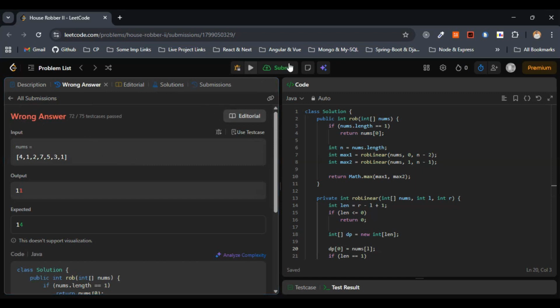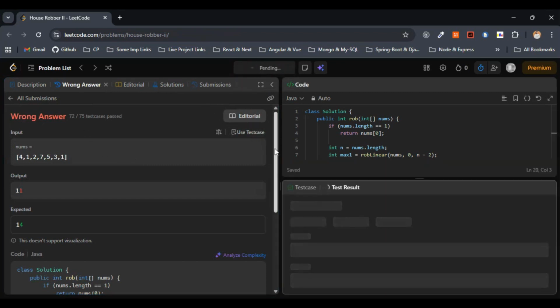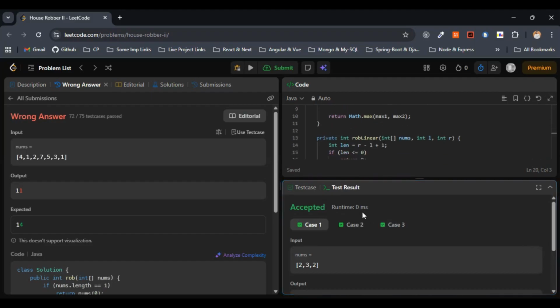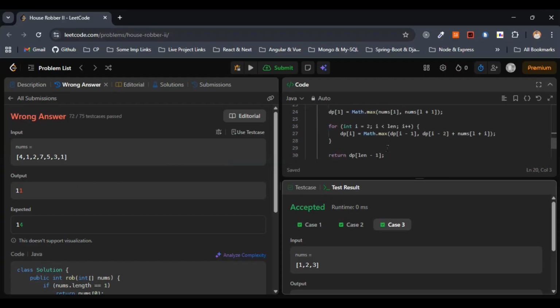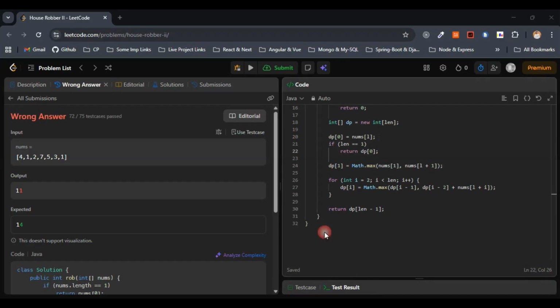Wrong answer. What's wrong here? One second. The mistake I've made is in line number 24, dp of 1. We are going with Math.max of nums of left comma nums of left plus 1, not nums of 1 actually.